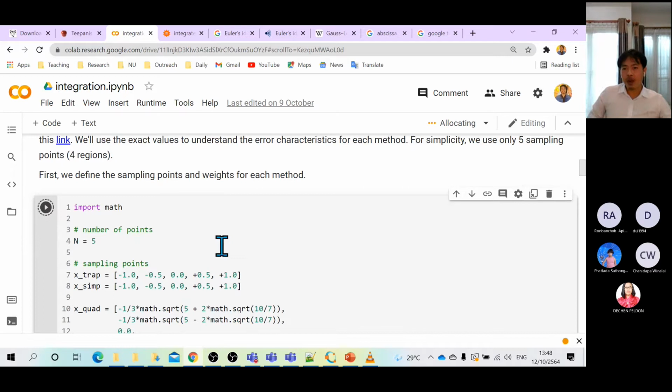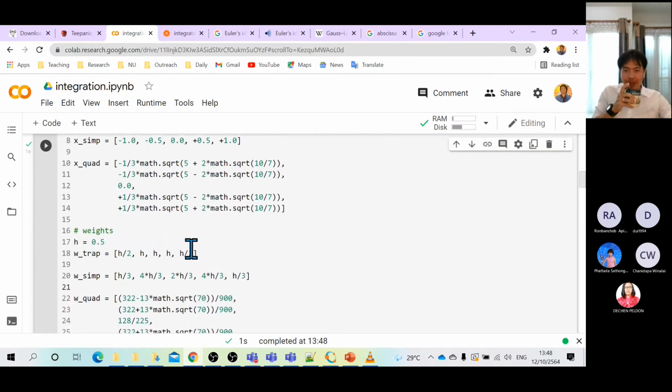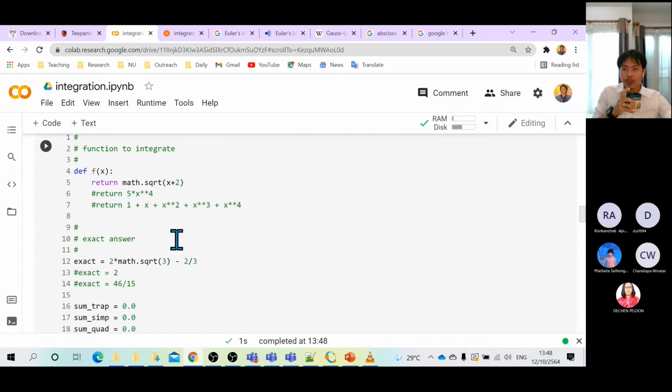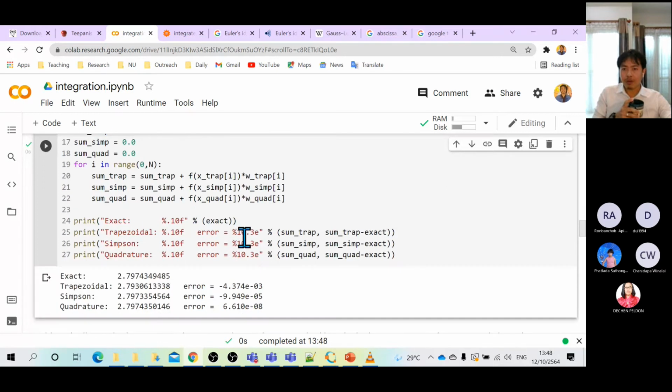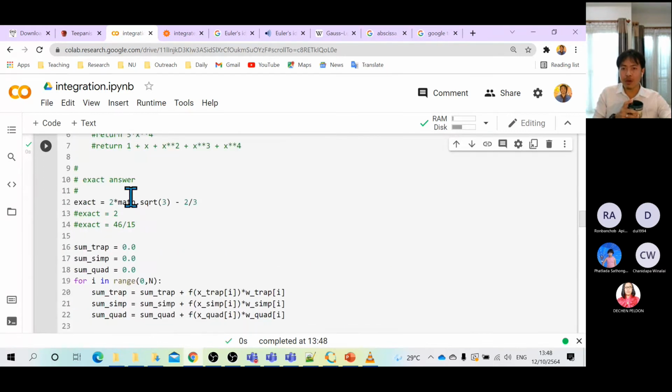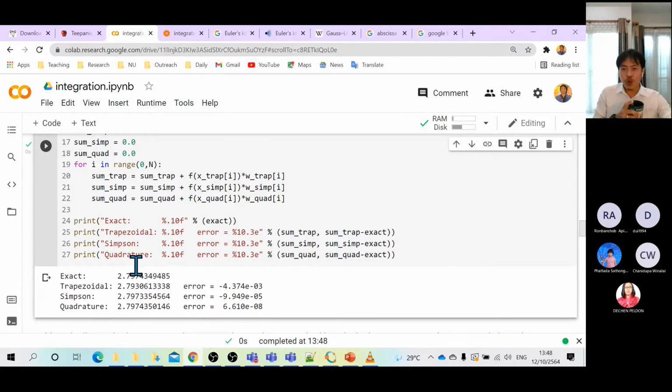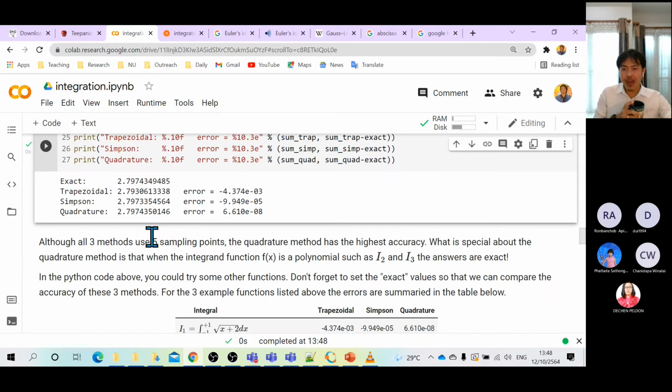Let me click on that to execute the program to see what we get. It's going to take some time for Google to do its magic. Let's see, connected, very good. Now we have that done. So let's do the integration, okay? There you go. I have this Python code to print out the value of the exact answer and the value from each method, and then the error.